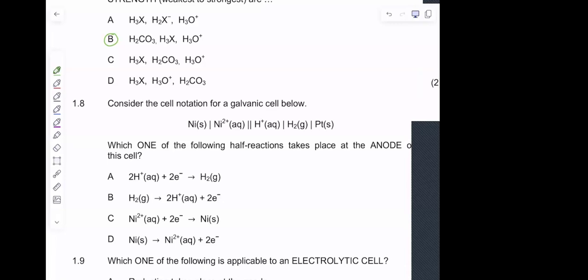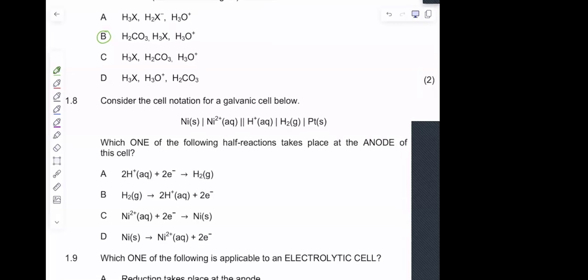If you've just joined us, we're doing multiple choice questions. We're on 1.8. What you need to do is post down the A, B, C, or D, which one you think is the correct answer, and then we will come back and do the corrections together.